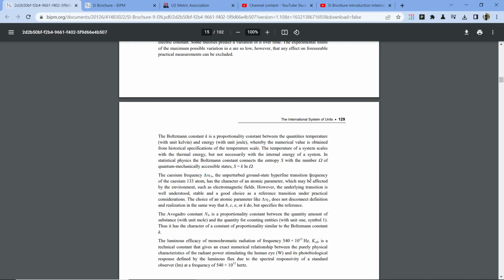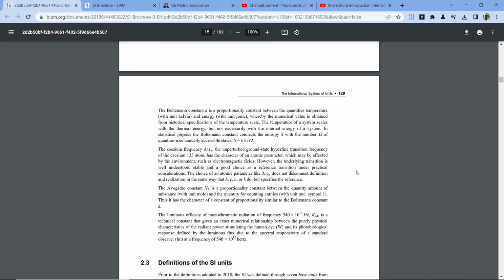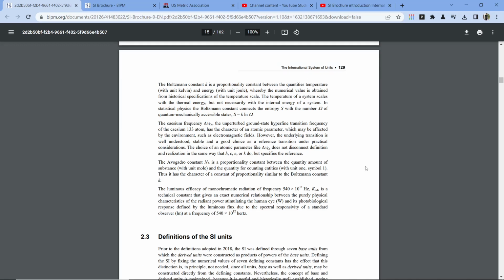The cesium frequency, the unperturbed ground state hyperfine transition frequency of the cesium-133 atom, has the character of an atomic parameter, which may be affected by the environment, such as electromagnetic fields. However, the underlying transition is well understood, stable, and a good choice as reference transition under practical considerations. A choice of an atomic parameter like the cesium frequency does not disconnect definition and realization in the same way that h, c, e, or k do, but specifies the reference.